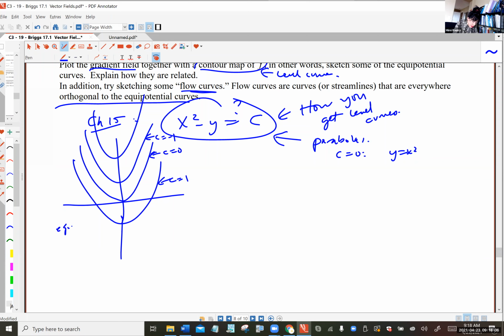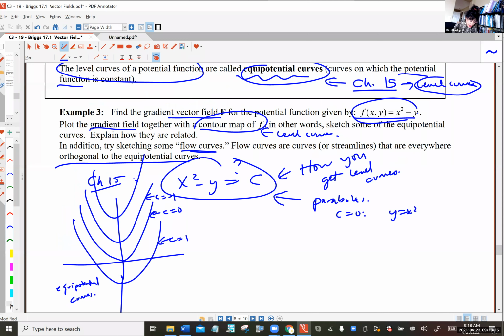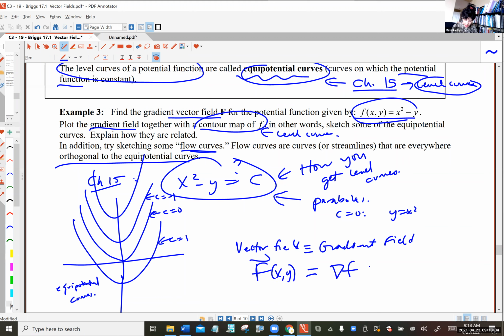And these are called equipotential curves. Okay. And if you graph the vector field, so what's the vector field? So the vector field is equal to the gradient field. They're one and the same. Well, what do you mean? Let me just use the notation. Big F with a vector on top, F(x,y), is the same as del little f(x,y), which is just this vector. Go get the partials.